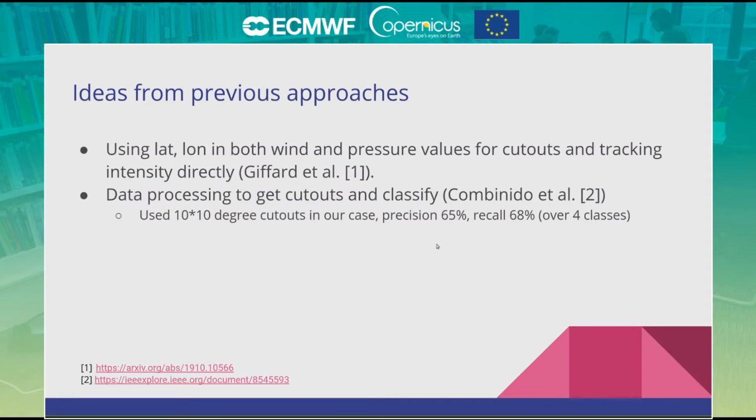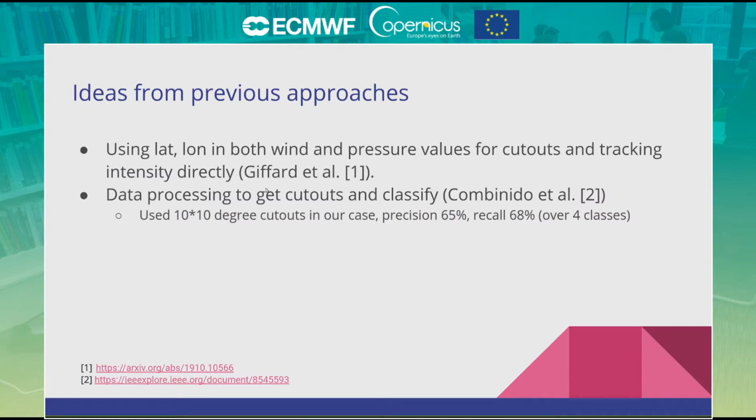Like I mentioned previously, this task has been handled before, and there have been previous attempts to use AI methods to solve it. One attempt used the latitude and longitude values along with wind and pressure, and tackled the task of tracking the intensity directly. In this approach, the authors assume that the detection works perfectly. In the second approach, the authors take cutouts and just perform classification, treating this as an image classification task. We tried this method for our use case as well, with 10 by 10 degree cutouts, but the results were not that good.